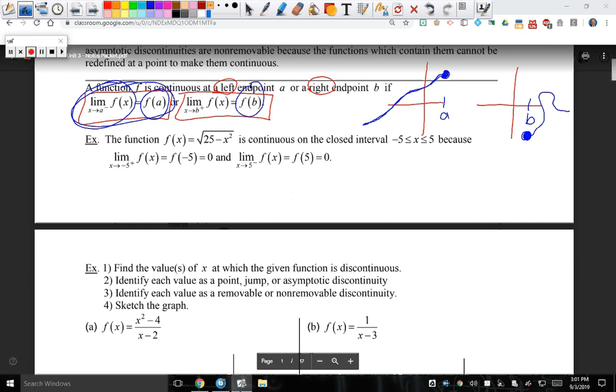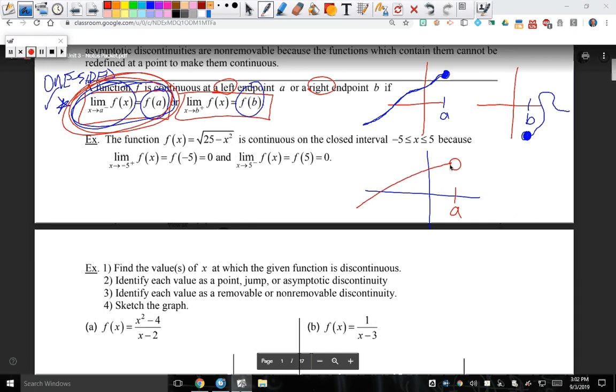What I'm saying is that you can be continuous one-sided. You can also be continuous general limit-wise, both-sidedness. My question is this. Let's say this is A, and I'm doing this right here. I'm approaching A from the left. Is that continuous? So I have both answers.